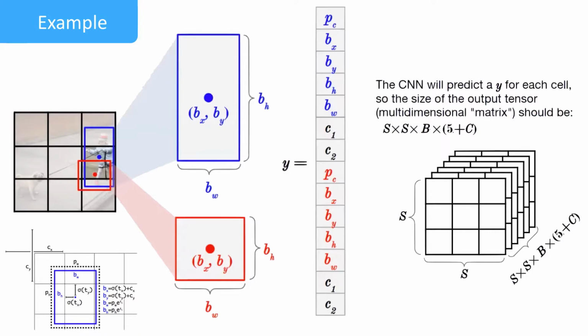So for the cell we're looking at, the network outputs a vector y with the size B times 5 plus C, where B is the number of boxes per cell and C is the number of classes. In this case, the number of classes is 2 for a person and dog. 5 is there because of the p sub c, which is the confidence of the detection, and the 4 attributes of the boxes, the coordinates for the top left, and the height and width. Since there are 2 boxes per cell, the vector's height is 2 times 5 plus C, which is 14.